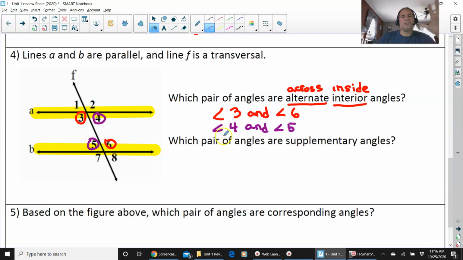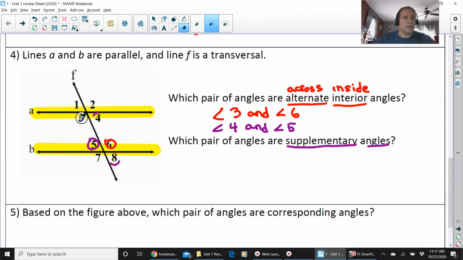All right, those are two alternate interior angles. We're talking about alternate exterior. You're talking about angle 1 and 8, alternate exterior 1 and 8, and 2 and 7, alternate exterior angles. Which pair of angles are supplementary angles? We're not going to go through them all, but supplementary angles, remember, form a straight line.